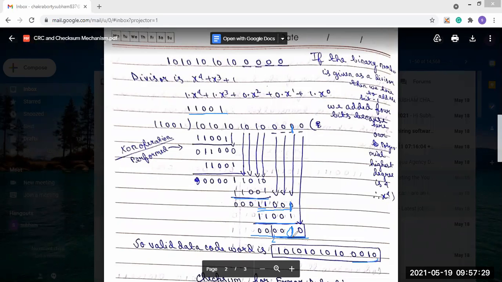Yes, sir. So this method is used as the cyclic redundancy check. Mainly in your exam.